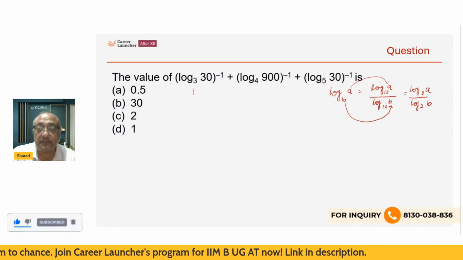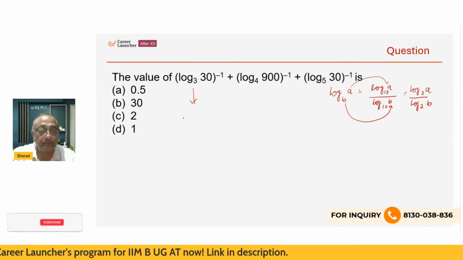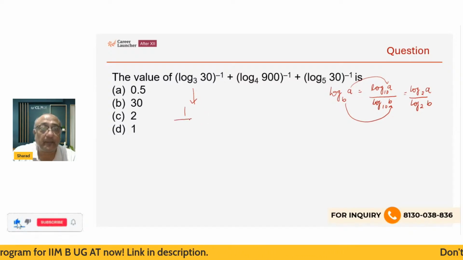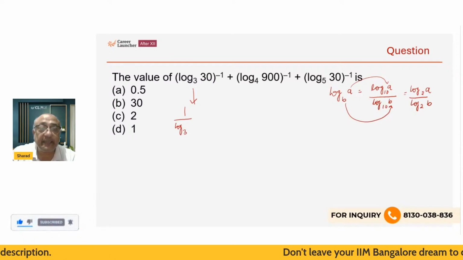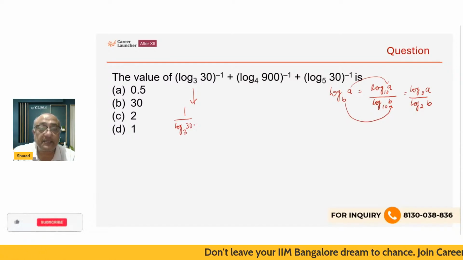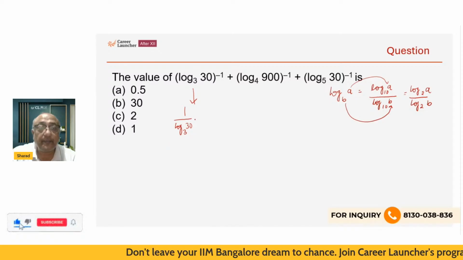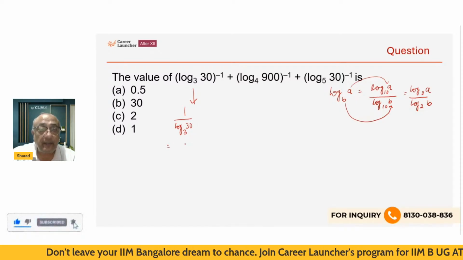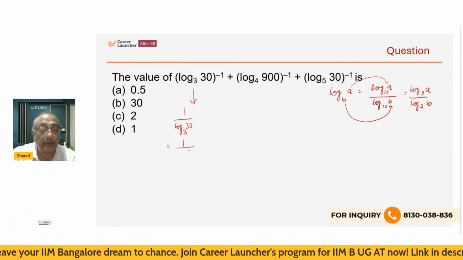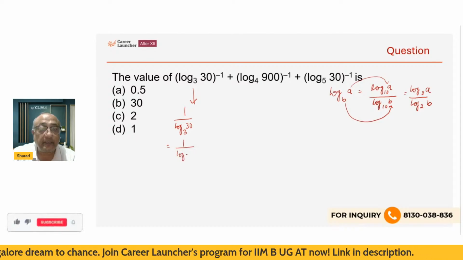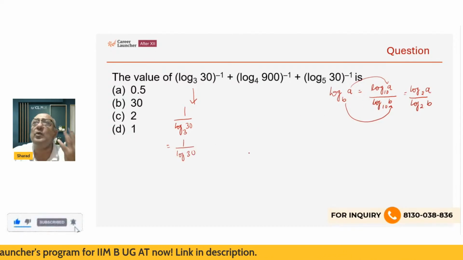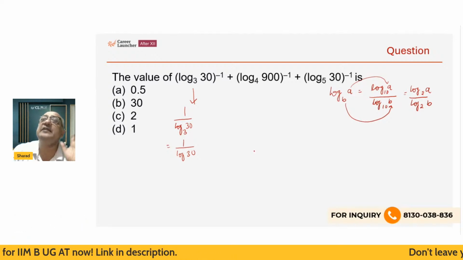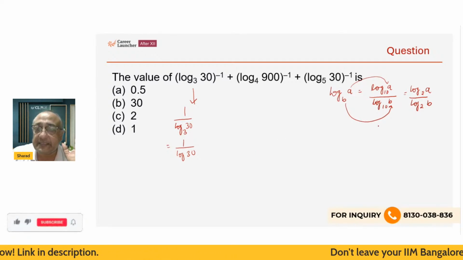So let us apply this concept over here. This term can be written as 1 upon log with base 30 of 3. So this further can be done and solved as 1 upon log 30. Now, if you have base 10, there is no need to write base 10. If nothing is written, the implicit base in log is 10.